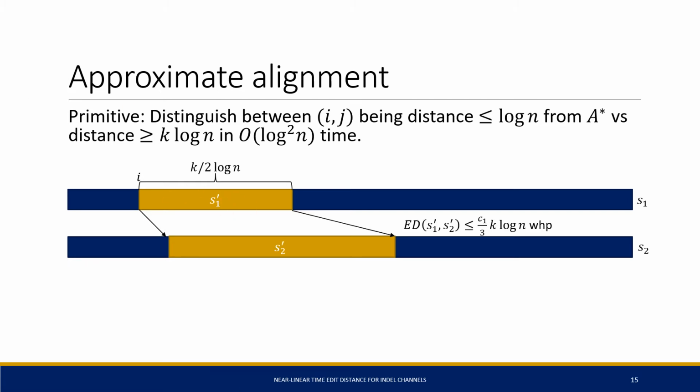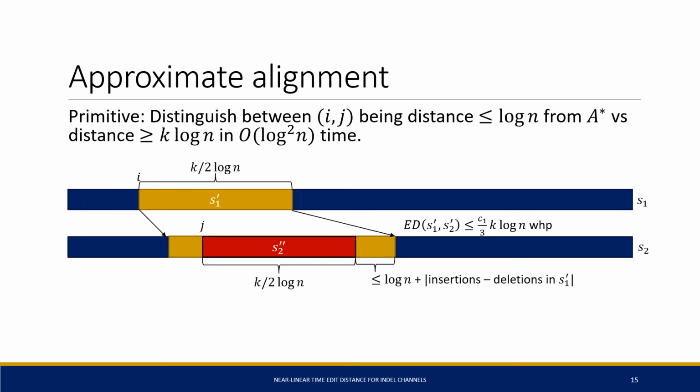So as long as the mutation probabilities are sufficiently small constants, then the edit distance between S1 prime and S2 prime will be at most some constant times k log n with high probability. Okay, so let's say we are in the setting where j is at most log n indices away from where it should be. So really we want j to be at the leftmost index within S2 prime, but perhaps it's not too far away. And now let's call S2 double prime the length k over 2 log n substring starting at index j.